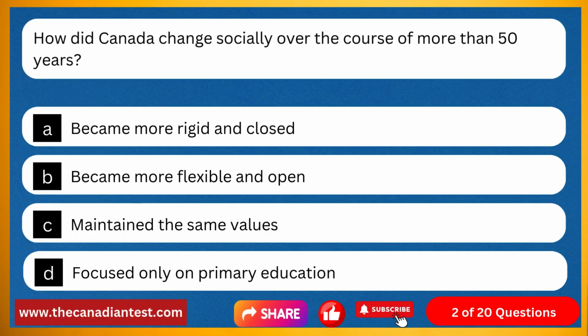Question 2. How did Canada change socially over the course of more than 50 years? Option A, became more rigid and closed. Option B, became more flexible and open. Option C, maintained the same values. Option D, focused only on primary education.